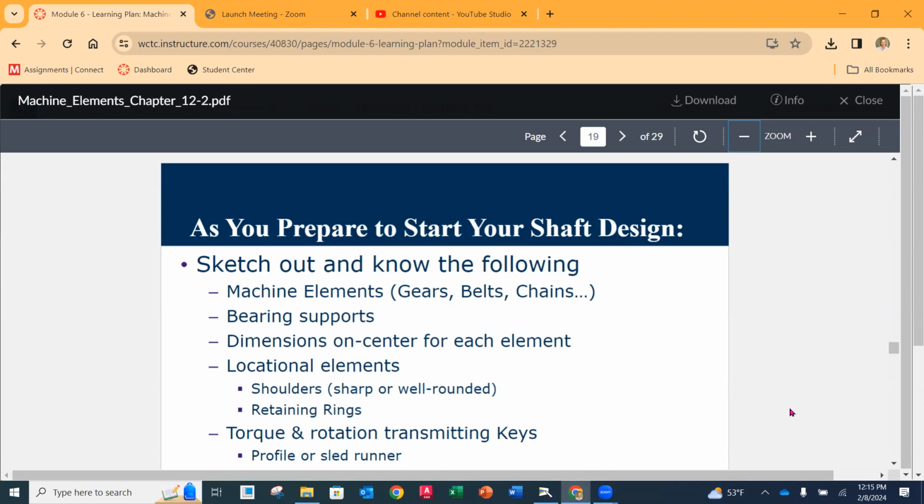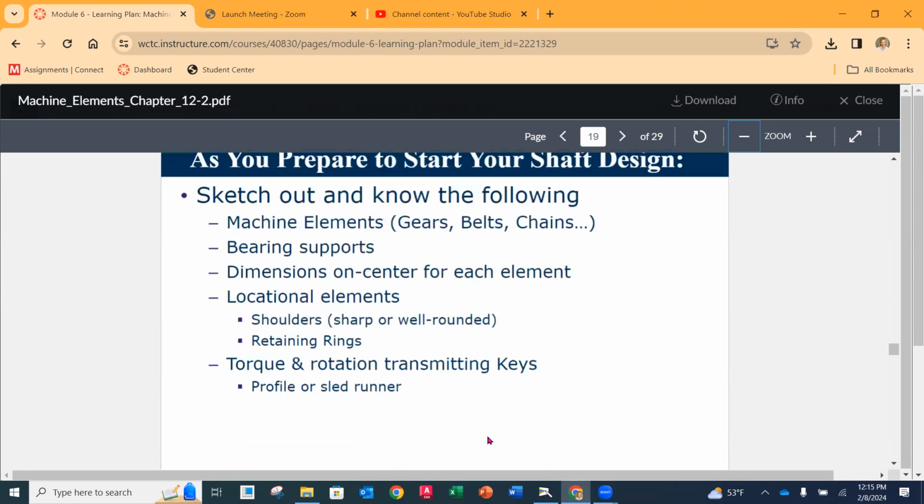We're also going to have an idea of how we're going to locate these elements. Are we going to be pushing up against a shoulder on one side and then a retaining ring on the other so that it doesn't walk off the shaft? So I've got to know where those types of elements are as well. And that's kind of like the conceptual design that you do at the beginning.